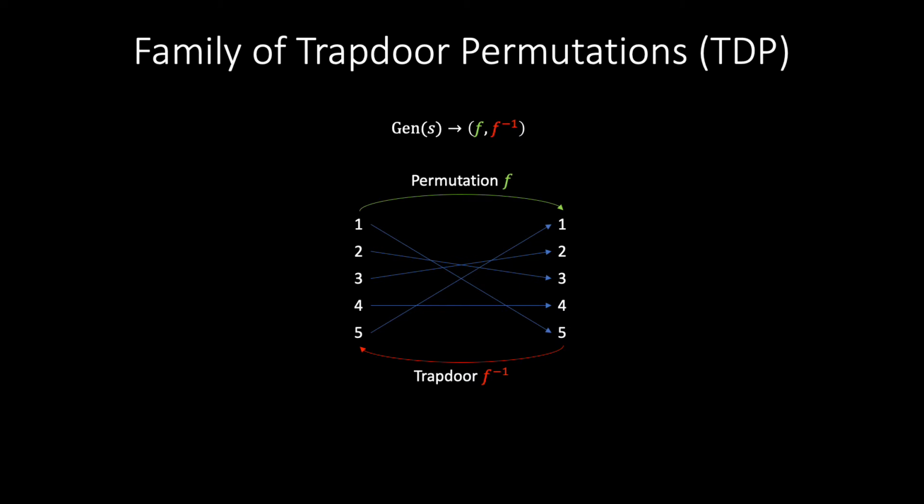In general, it is not clear that given an efficient algorithm for computing the permutation, it is also easy to compute its inverse. For a trapdoor permutation, we require that on average it is computationally infeasible to invert the permutation without knowing the trapdoor function.